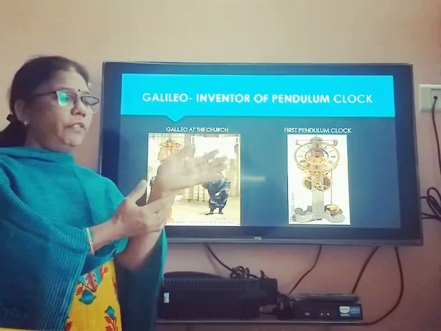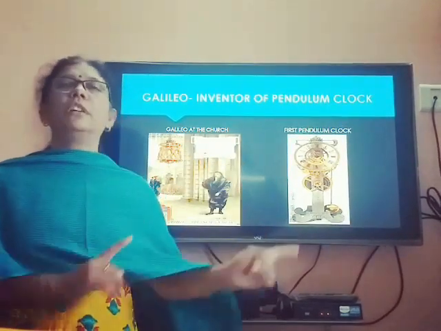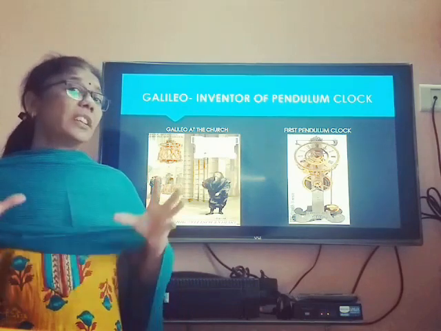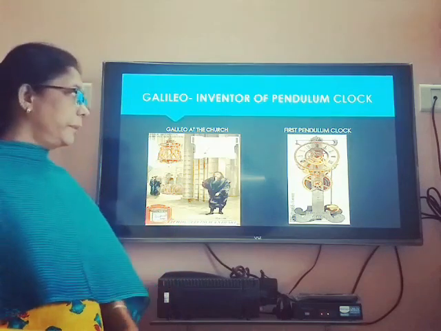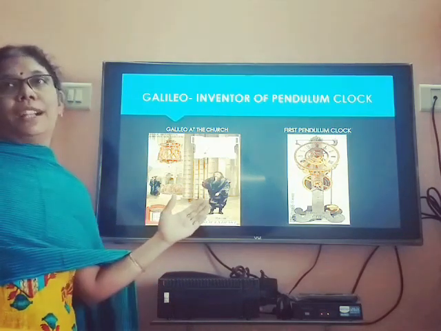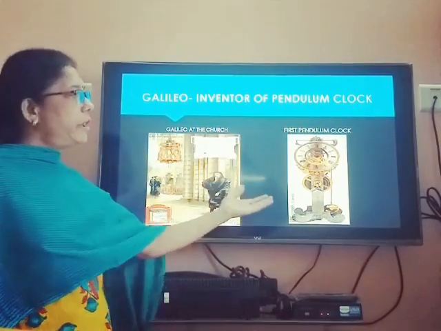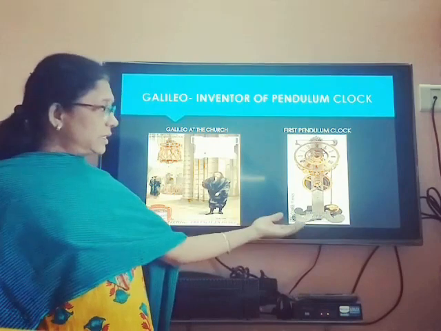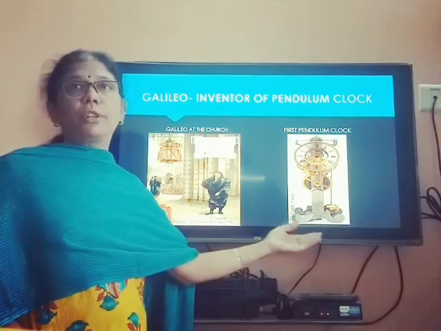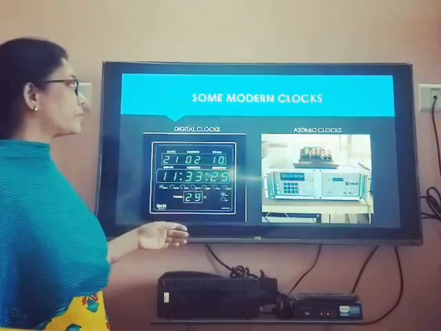So when Galileo took his pulse and measured the swing of the pendulum, he saw that it was equal. Each swing was of equal time, and this gave him the idea of the pendulum. Based on this, the first pendulum clock was built. So this is the very first pendulum clock, based on the findings of Galileo.